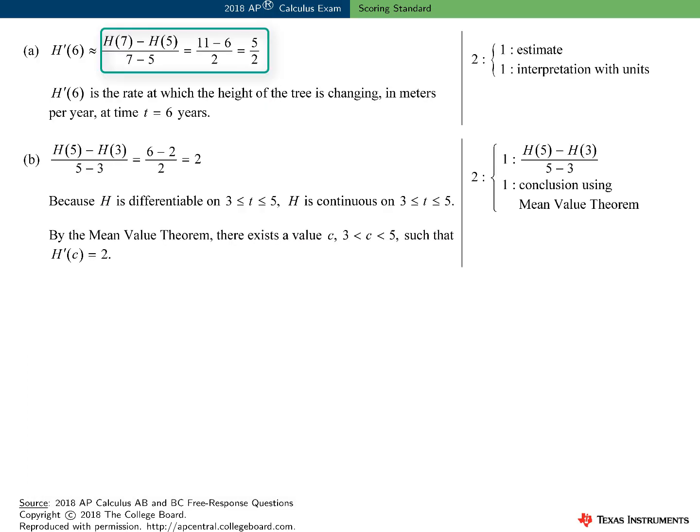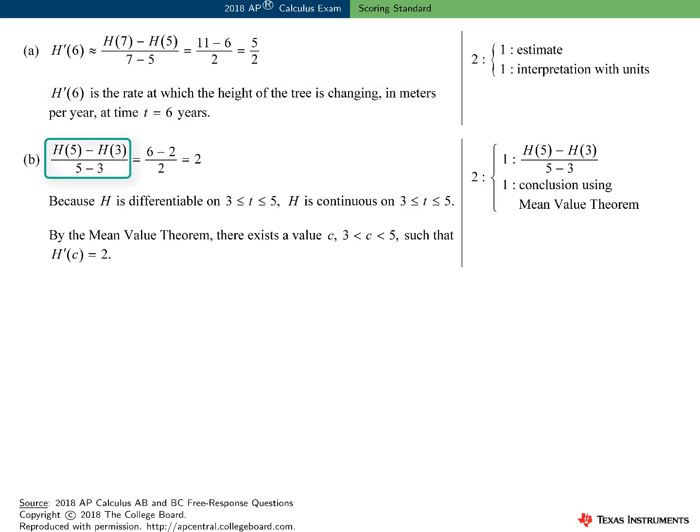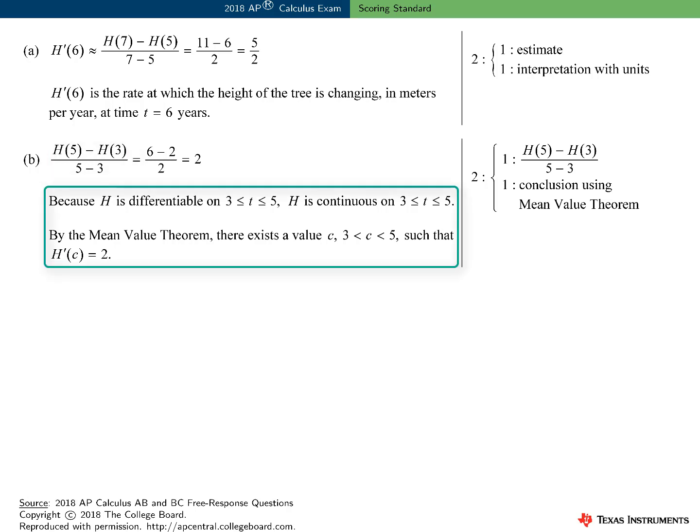Part A was worth 2 points. 1 point for finding the best estimate of h prime of 6, and 1 point for interpretation using the correct units. Part B was also worth 2 points. 1 point for writing an appropriate quotient that results in a secant line slope of 2, and 1 point for demonstrating the conclusion is true using the mean value theorem.